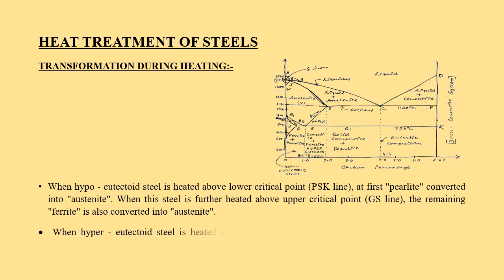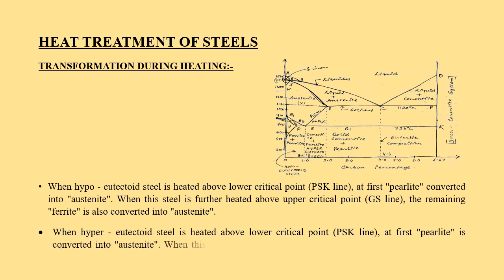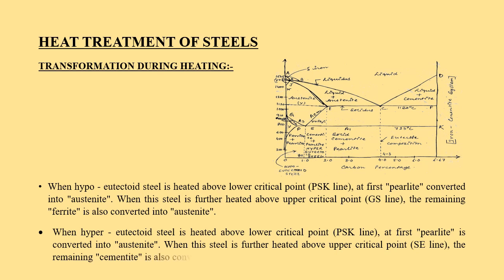For hypereutectoid steel, when it is heated above lower critical point, that is PSK line in the diagram, at first the perlite is converted into austenite. When this steel is further heated above upper critical point in the diagram, which is AC line, the remaining cementite is also converted into austenite.